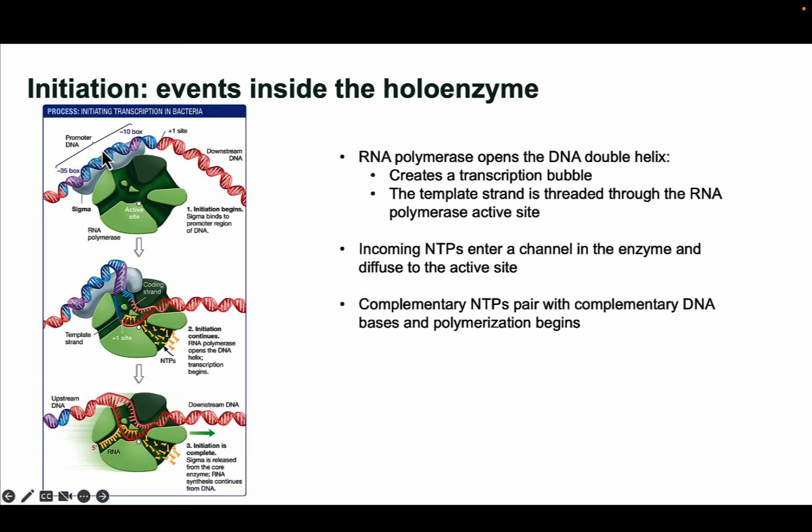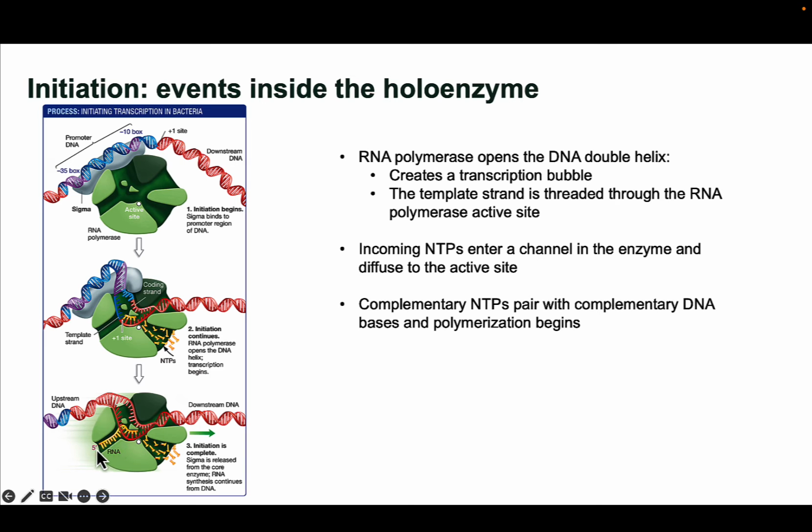So once the promoter sequences bind to sigma, RNA polymerase can open up the double helix, and this creates a transcription bubble. And so into the active site of the enzyme, so here's our bubble right there, the template strand is threaded, so this bottom template strand is threaded through the active site. There's another site on the enzyme where these NTPs can come in, right? So they're coming in here, and they can form complementary base pairs with the DNA template. And then RNA polymerase can begin to create these phosphodiester bonds.